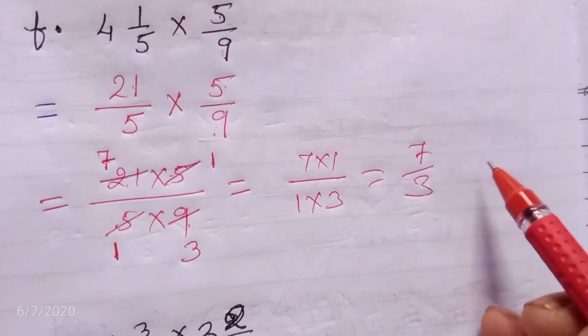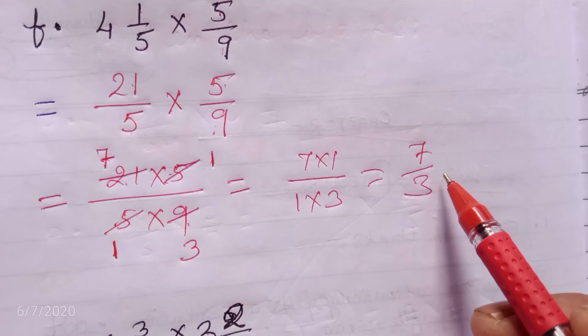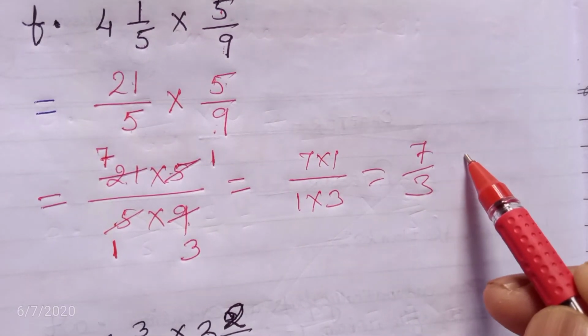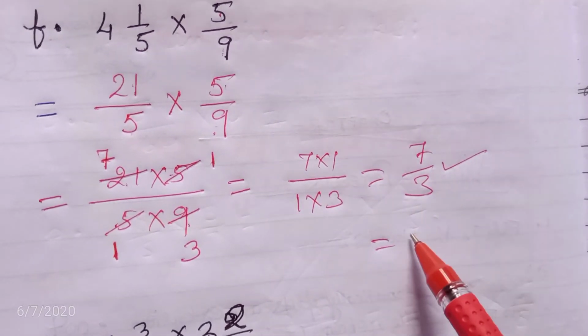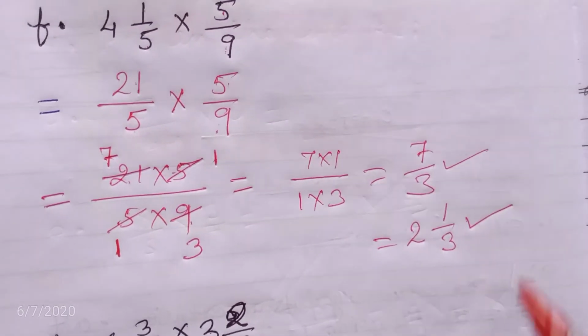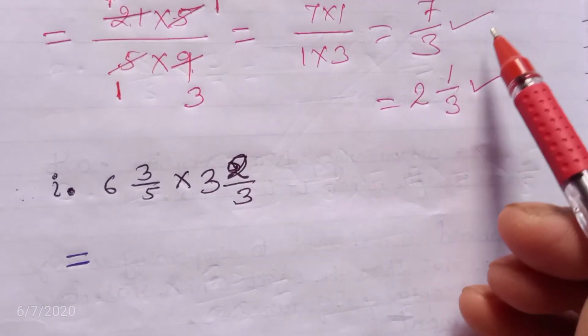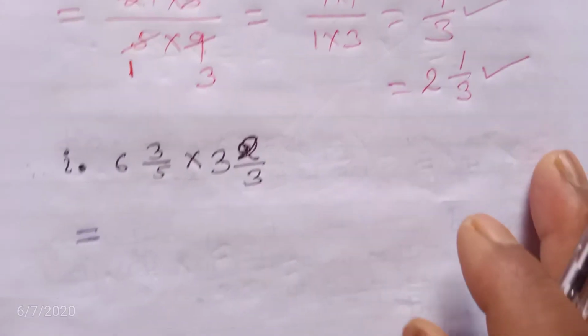7 by 3 is an improper fraction because the numerator is greater than the denominator. So you can convert it into a mixed fraction. This can be the answer, or you can write 3 twos are 6, 2 whole 1 by 3 as a mixed fraction. Both can be the answer. It is better to convert into a mixed fraction if the answer is an improper fraction.